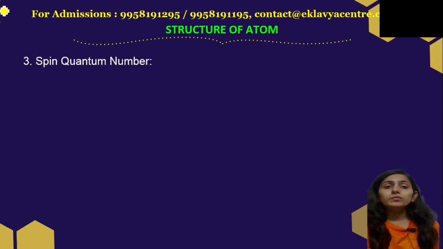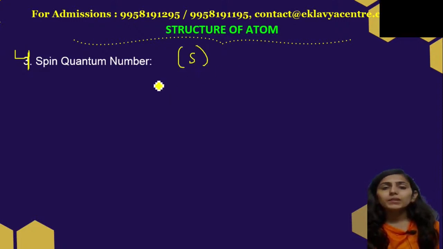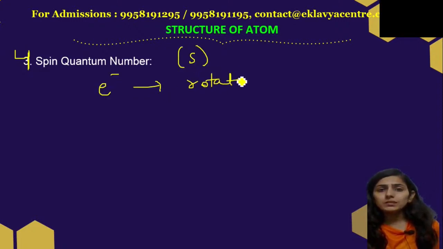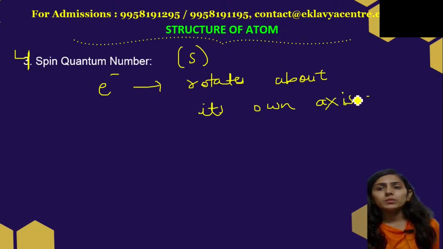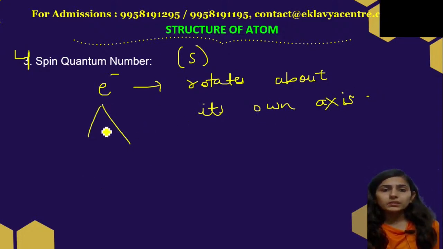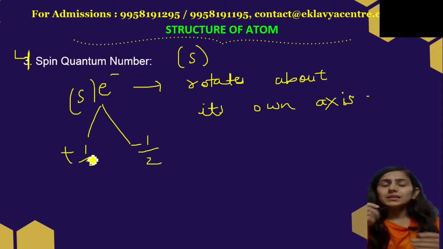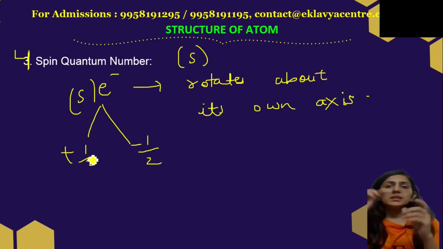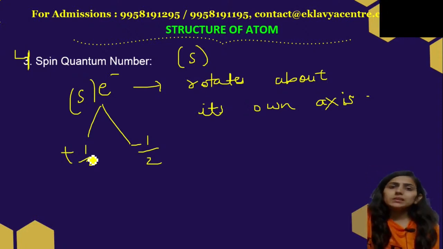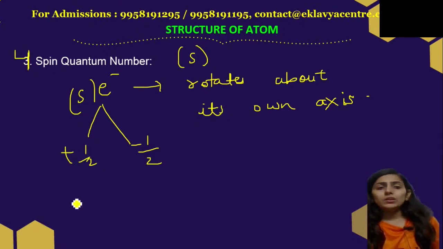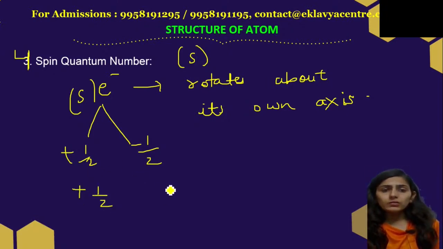Now let us discuss the fourth quantum number, which is the spin quantum number. Now beta, in case of spin quantum number, what happens? It's denoted by s, and we know that the electron rotates about its own axis, and the value of s is either plus half or minus half. See what happens: since the electron is rotating about its own axis, it can rotate either like this or like this. The electron can rotate in two ways, either plus half or minus half.